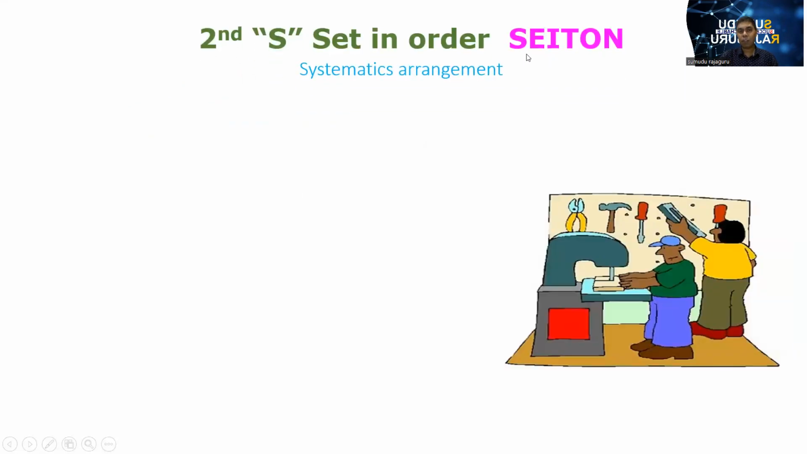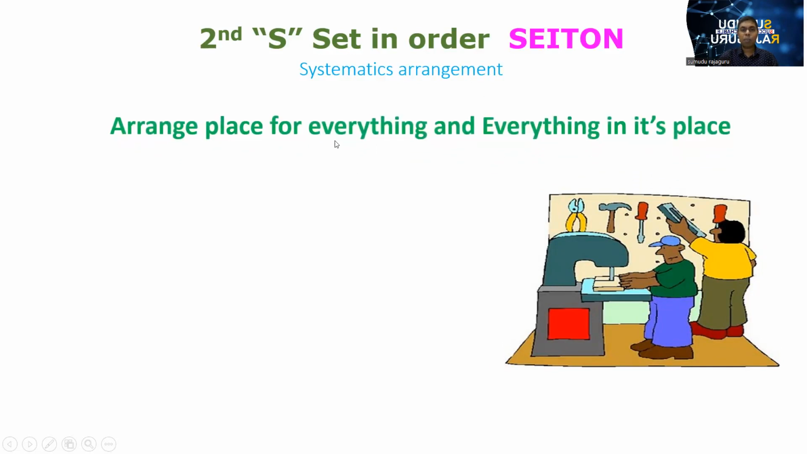The second one is Seiton, systematic arrangement. Arrange a place for everything and everything in its place. This is somewhat of a golden rule. So in the organization, if we are doing 5S in our home, the first thing is we have to arrange a place for whatever items are required, and we should maintain the discipline to keep those items in the allocated place. That means arrange a place for everything and everything in its place.